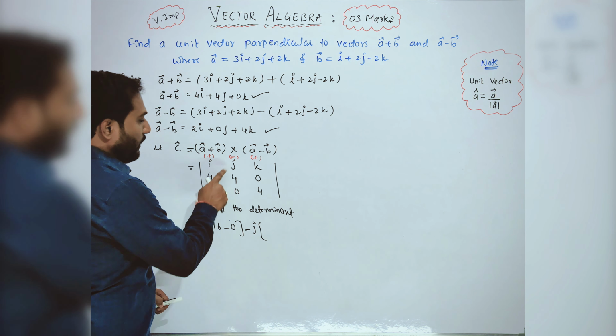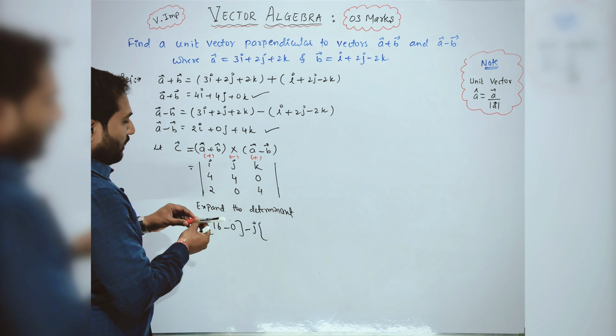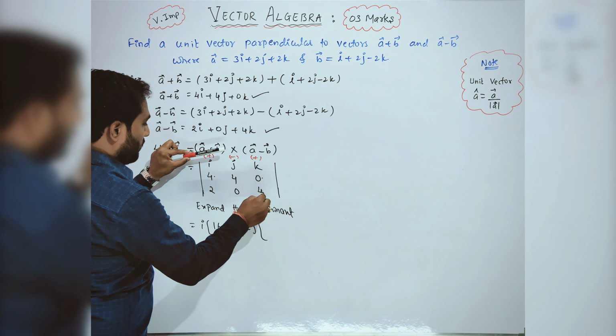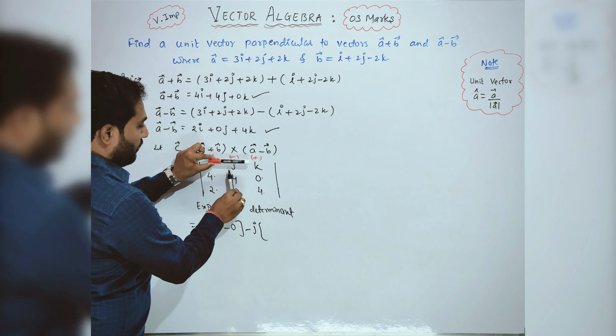Minus j. You need to consider this sign, minus j. Again, close its row and its column, and these are the 4 elements available for it. Again, left minus of right: 4 into 4 is 16, and 2 into 0. 16, formula minus, and 2 into 0. Is it clear now? This is very simple.